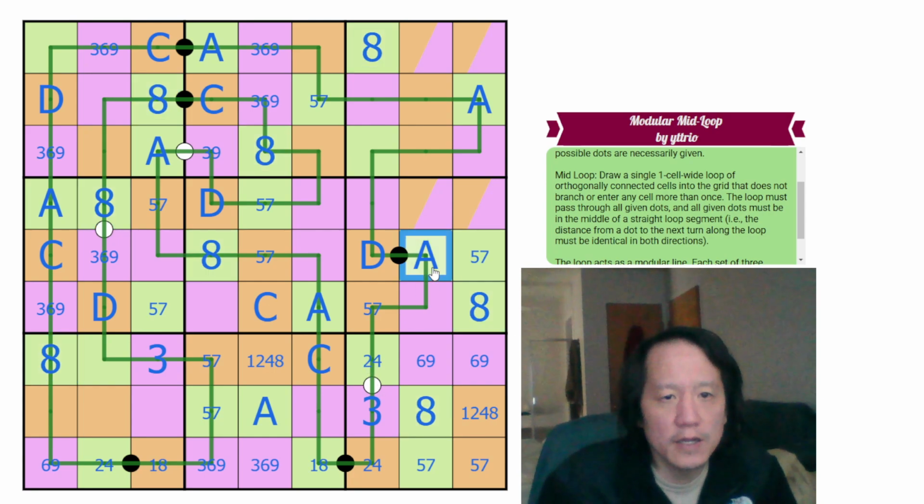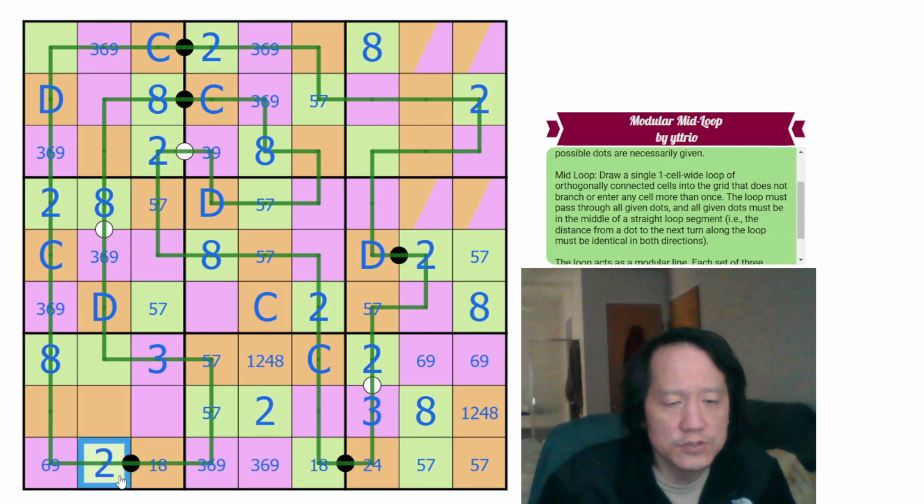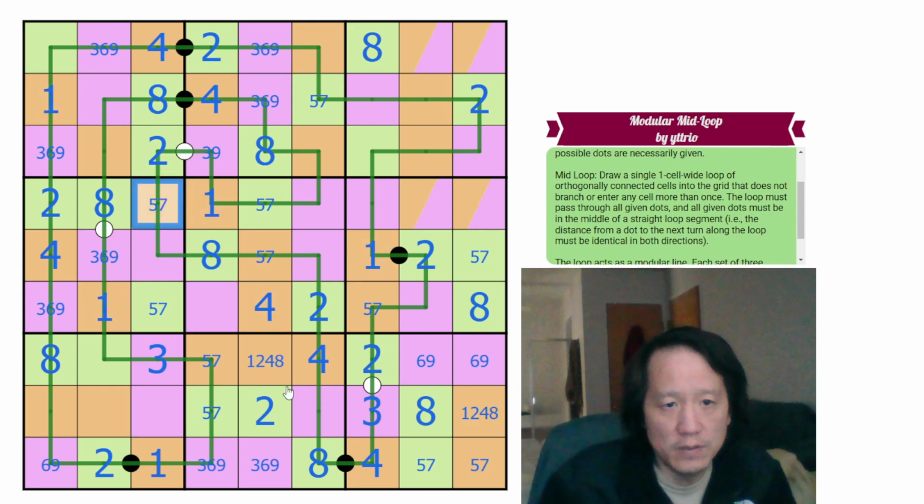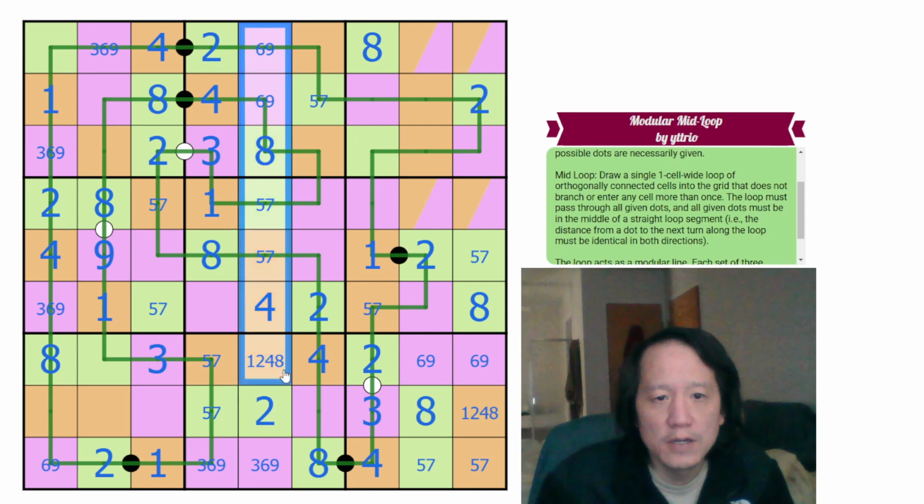Which means A has to be 2, because they're both green. So A is 2, this is 2 then, this is 2, which means this is 2 and 1. This has to be 8 and 4. C then is therefore 4, and D must be 1. 8 is only consecutive with 9, so therefore this is 8 and 9. This has to be 2 and 3 also. These can't be 3, so we have a 6, 9, 6, 9 pair in column 5.